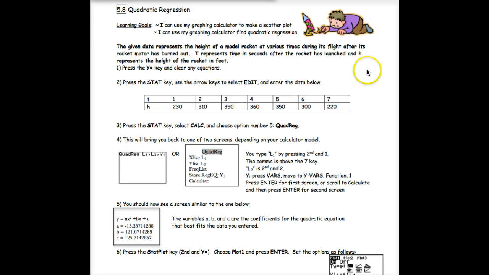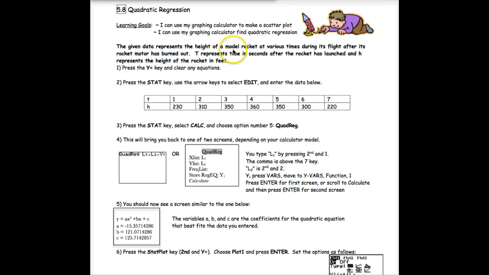So our example here, we have data and it is representing the height of a model rocket at various times during its flight after its rocket motor has burned out. So T represents time in seconds, H represents the height of the rocket. So very important to know what our variables stand for.